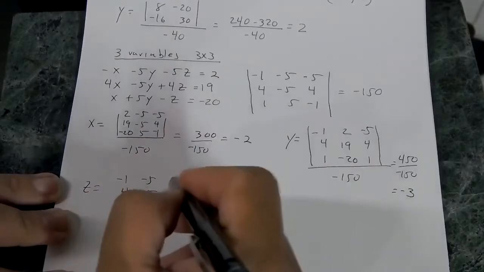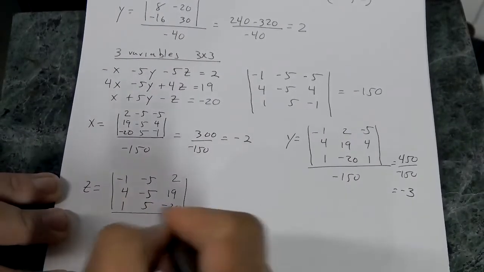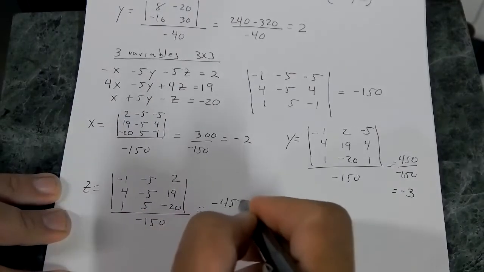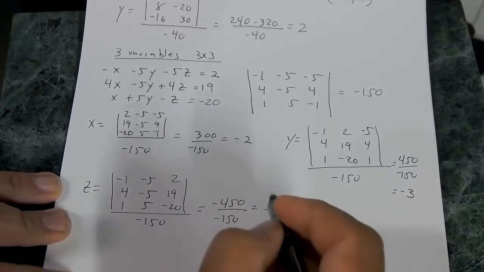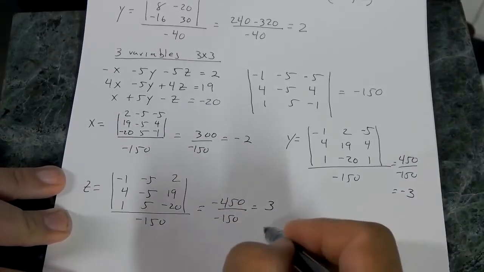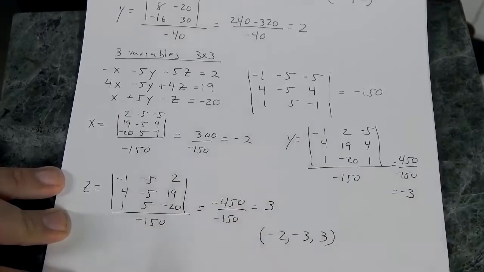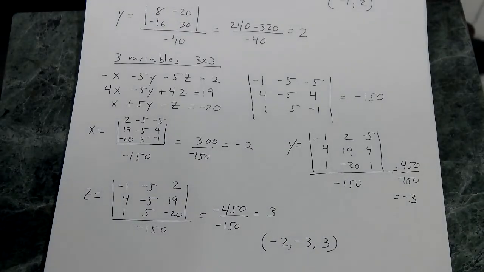Now replace z with the solutions over your negative 150, and I end up with negative 450 over negative 150, which is 3. So my solution to this problem is x, y, z. This is just the beginning of why we need the matrices. So this is how to solve a 2 by 2 and a 3 by 3.